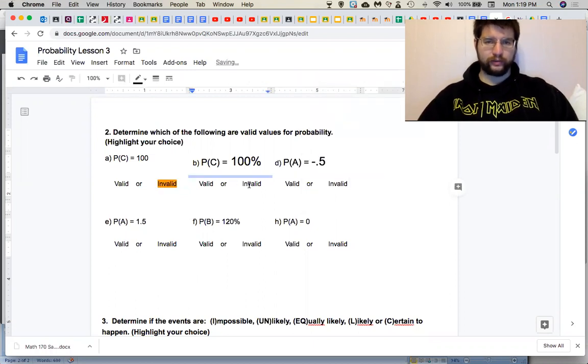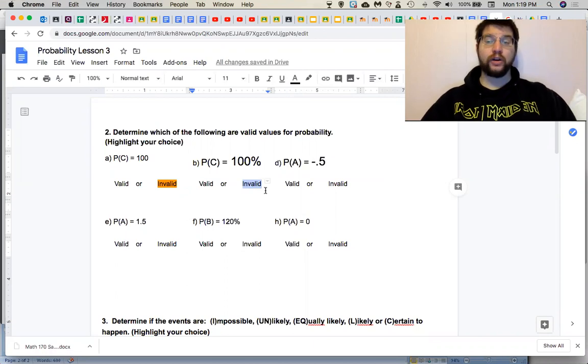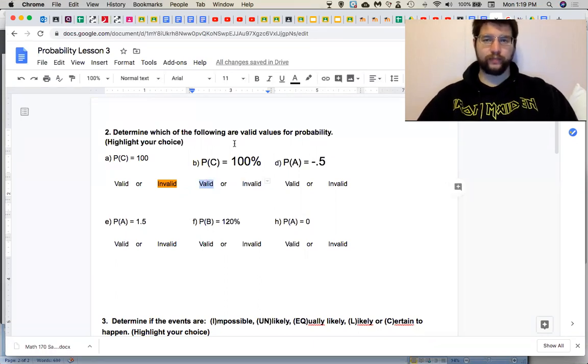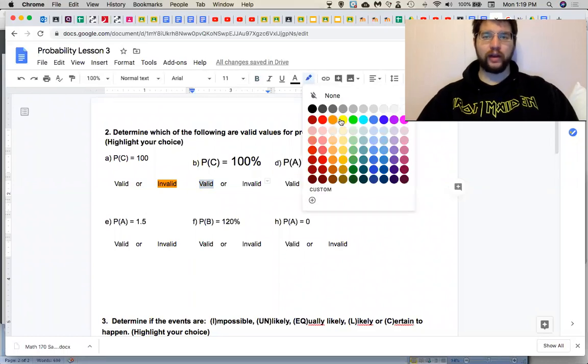I meant orange, but whatever. I meant yellow. Now 100%, to make a percent a decimal, we divide that by 100. 100 divided by 100 is valid. That's 1. Something that's certain to happen would be 100%.